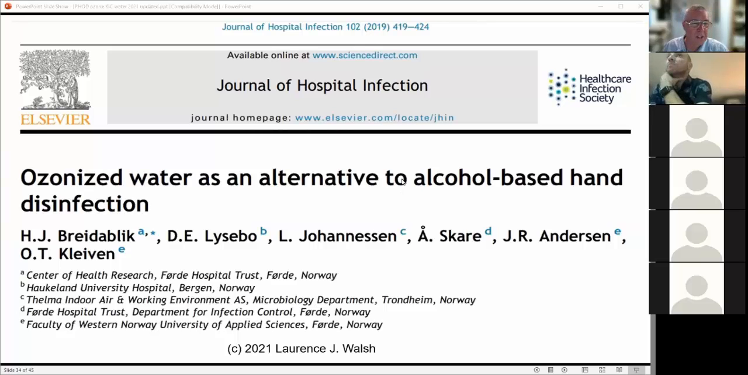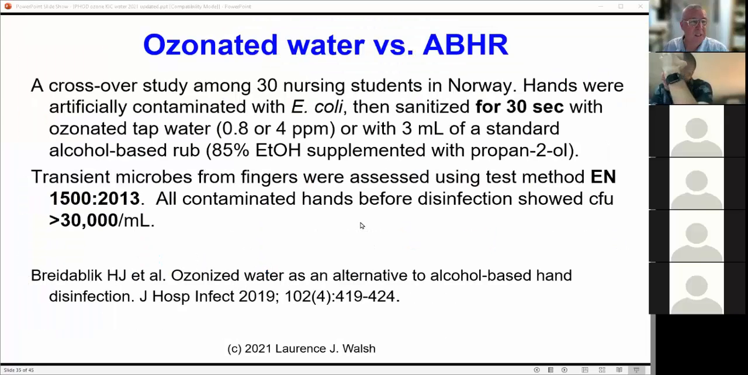So one of the authors of this paper actually had to interrupt his work. He couldn't do the intensity of work because his skin was breaking down. So it drove them to look at the question, what if you used ozonated water in someone who just couldn't tolerate using alcohol-based hand gel because of incredible stinging? And so this was an interesting little study.